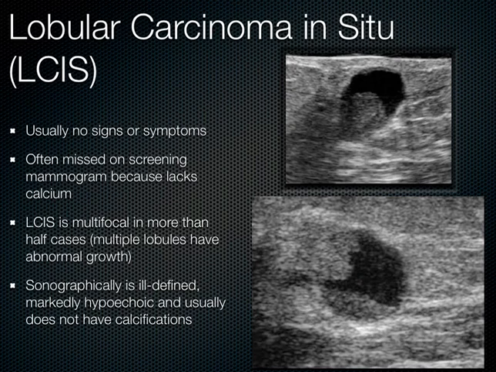Now, when you move on to the lobular component of these cancers, you get lobular carcinoma in situ, and there's usually no symptoms, and it's often missed on a screening mammogram because there's no calcium in these lesions, and it's multifocal in more than half the cases, and you see these multiple lobules with these abnormal growth patterns to them. Sonographically, you basically get this sort of ill-defined hypoechoic lesion, usually again no calcifications, and these are the kind of lesions that come up on ultrasound that you see when you look around for this kind of thing.